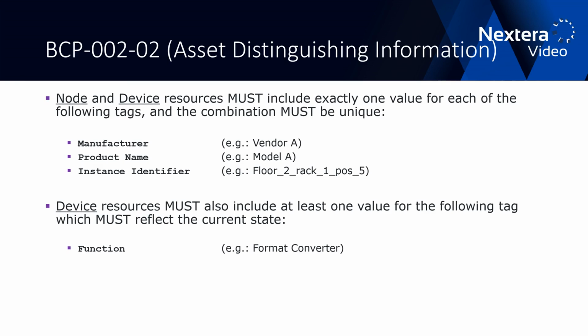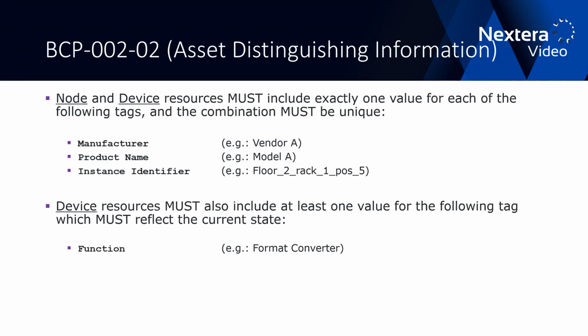So how do we build on this? Because say you have a lot of racks in your facility and you've got, you know, 50 SNPs. How do we know exactly what all these are doing and where they're located? Well, NMOS is built on that, and we have this asset distinguishing information. Basically, this is a standardized way to say what type of device you are. In this example, say I'm a SNP. So manufacturer is Imagine, product name is SNP. Then we have this instance identifier, which allows us to say exactly where that device is in your facility.